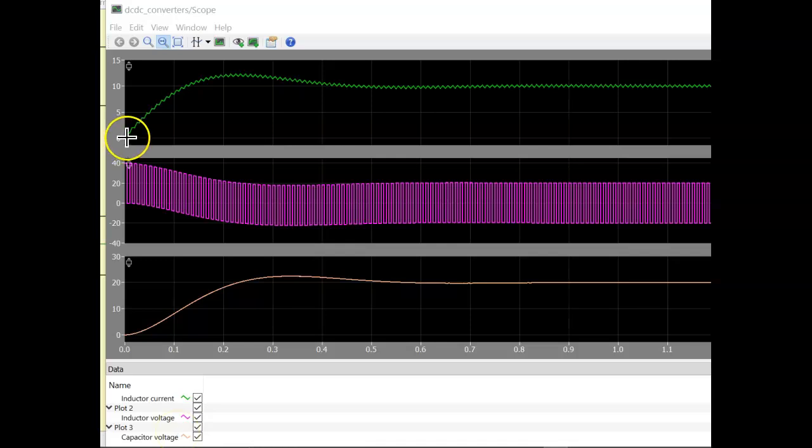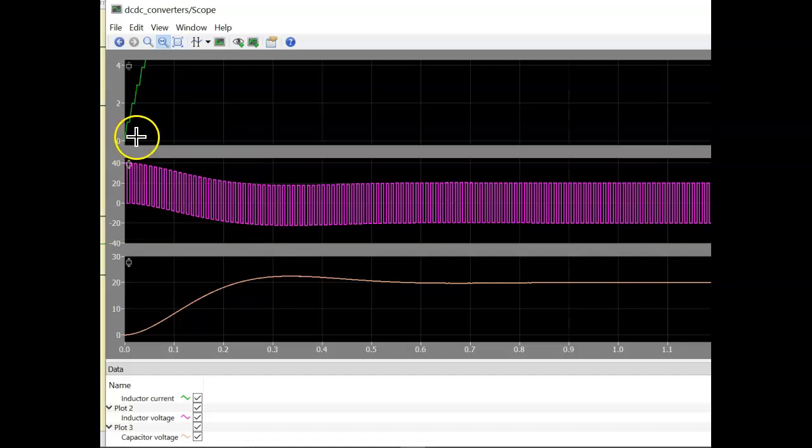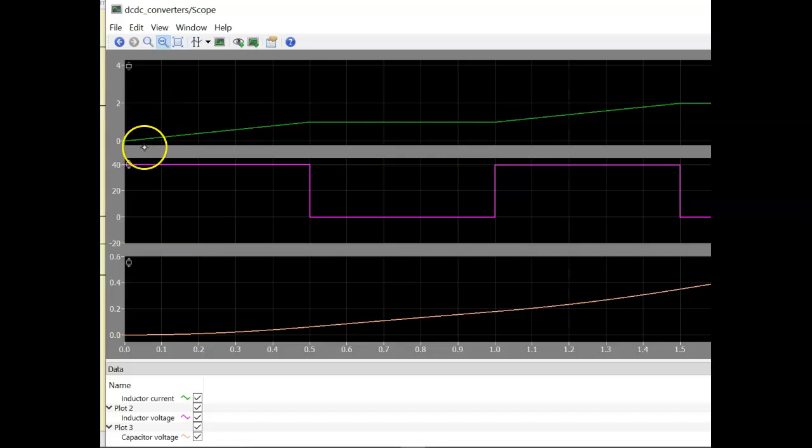So the inductor current waveform, initially it is 0, and it starts rising. Why? Because the voltage across the inductor is positive, because it is 40 volts. The input voltage is 40 here, taken as an example, and the output voltage is almost 0. So V in minus 0, which is 40, is what appears across this inductor.